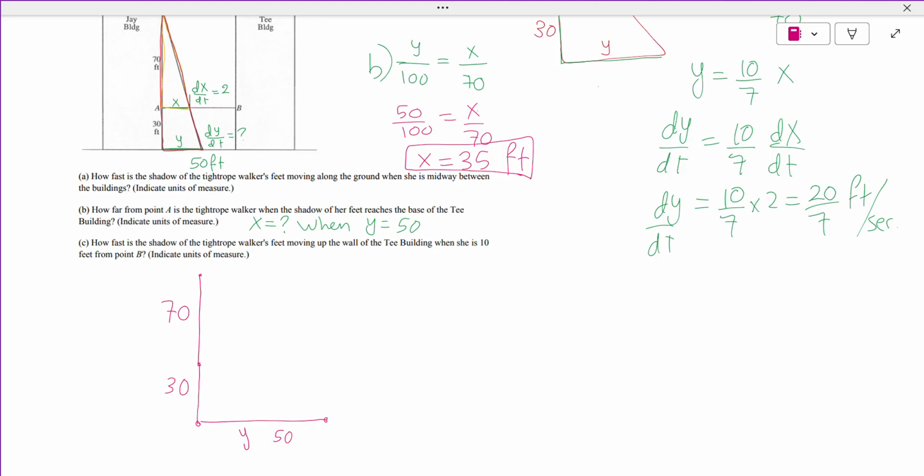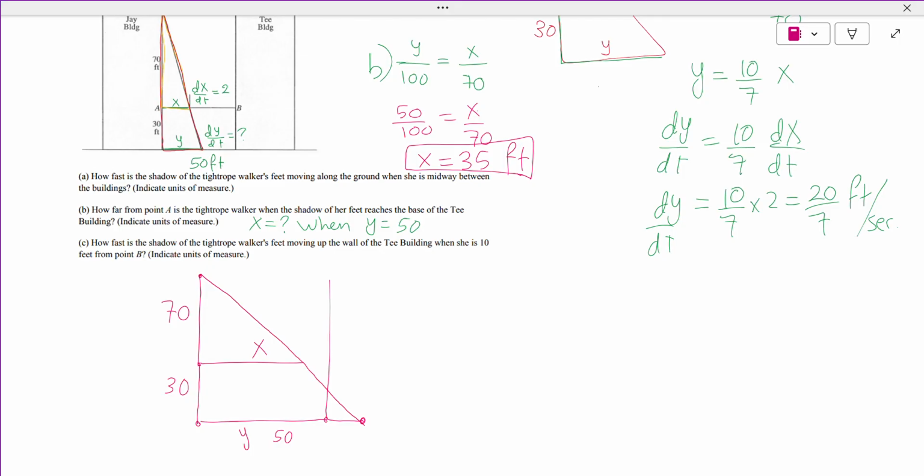Here we have, we named it x, right? We named it x. So what happens here is that the building, the second building, is here, right? The second building is here.